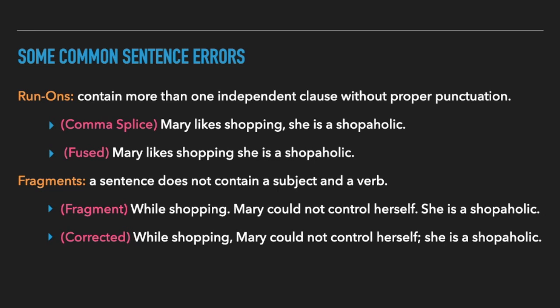So in the first example, we see a fragment: while shopping, period, Mary could not control herself, period, she is a shopaholic. So that first phrase, while shopping, doesn't have a subject and verb in it, so we need to connect it with a comma to the Mary. So just change that first period to a comma: while shopping, comma, Mary could not control herself, period, she is a shopaholic. And now you have two correct sentences. And so most of the time when you see a fragment, really that phrase just needs to be connected to a sentence either that comes right after it or comes right before it.